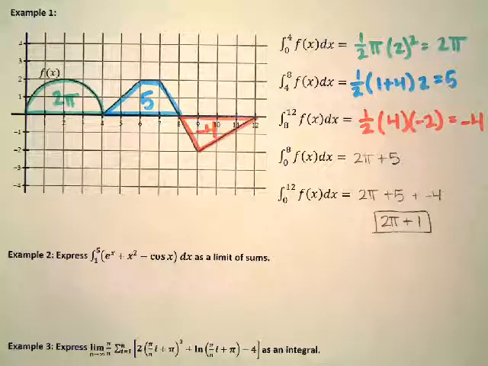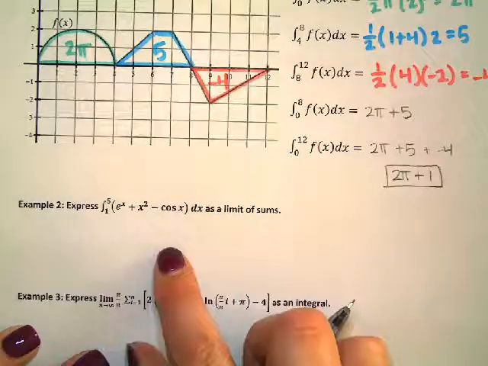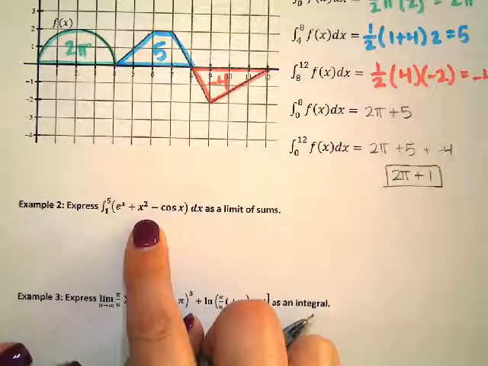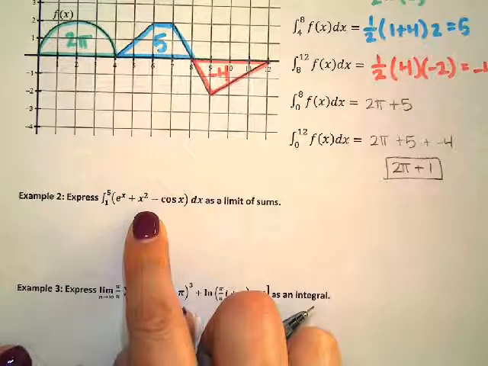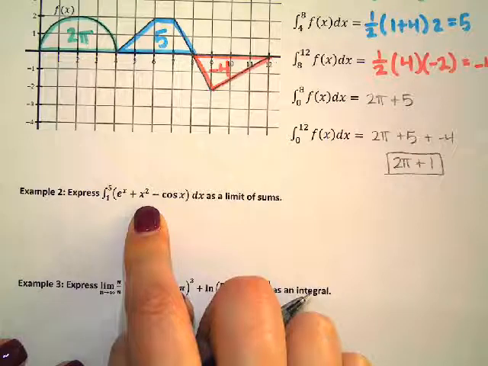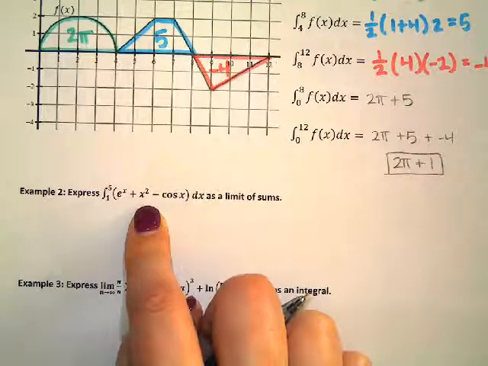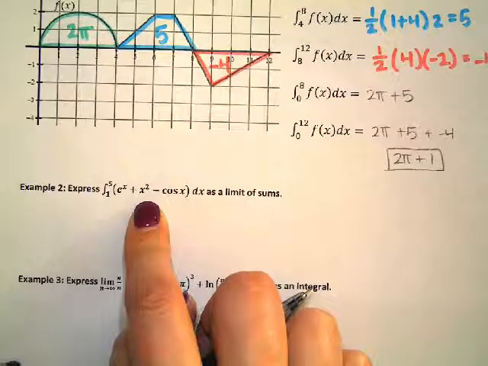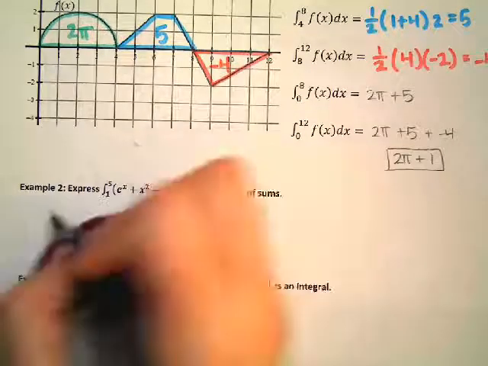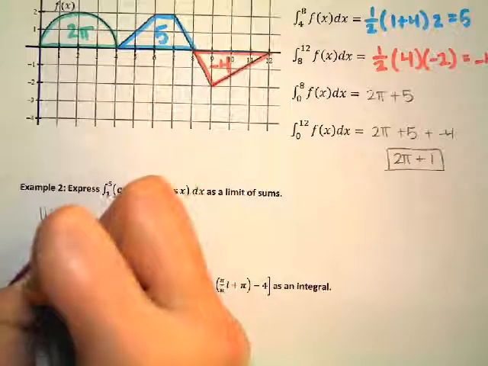Moving on. All right, example 2. So we have this in the integral notation. They want us to write it as a limit of sums. So that means they want that limit notation with the summation in it. Okay, so how do we start that typically? Limit as n goes to infinity. Okay, so limit as n goes to infinity.